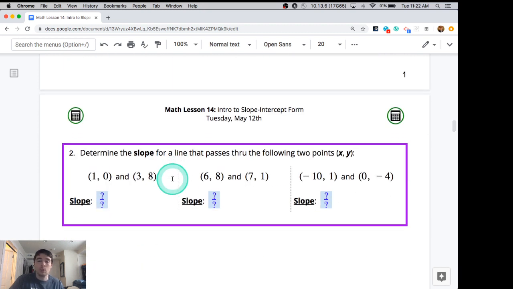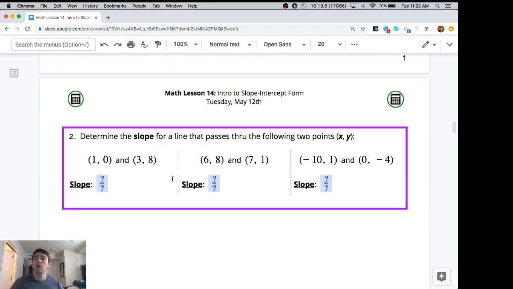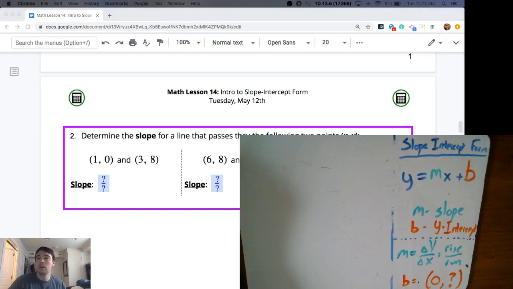For number 2 is a lot like the second Khan Academy assignment this week. They're going to ask you about slope or the rate of change. But now, let me tab back to my whiteboard.